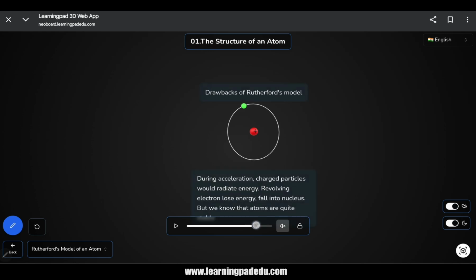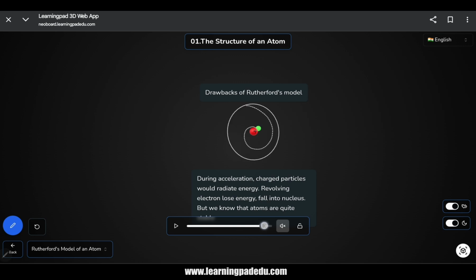Now, there are some drawbacks with Rutherford's model. What are the drawbacks? Whenever a charged particle is accelerating, children, it is said that it will radiate some energy. So, what should happen when electrons are moving around the nucleus? Electrons should lose energy and they should fall into the nucleus.